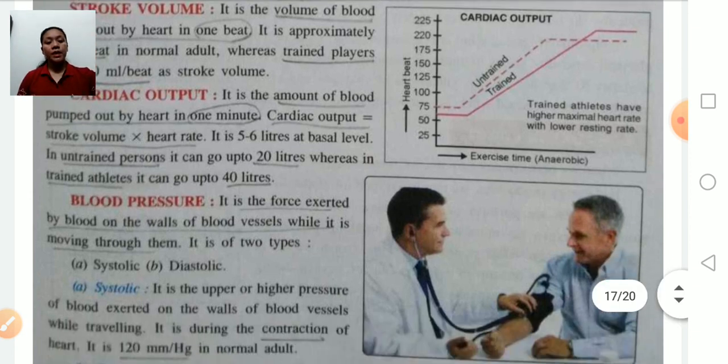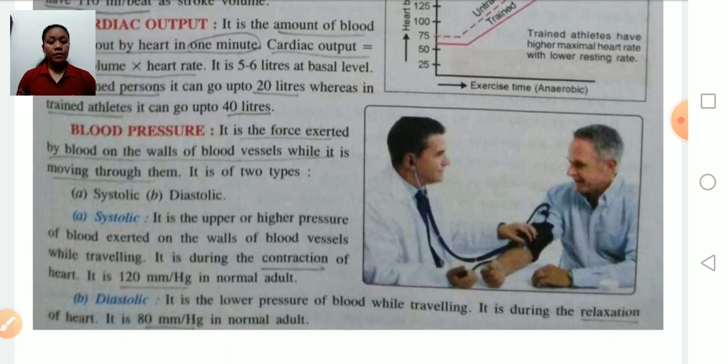Blood pressure, or BP, is the force exerted by the blood on the wall of the blood vessel. It is the force exerted by the blood on the walls of the arteries while it is moving through them. There are two types of blood pressure: systolic blood pressure and diastolic blood pressure.